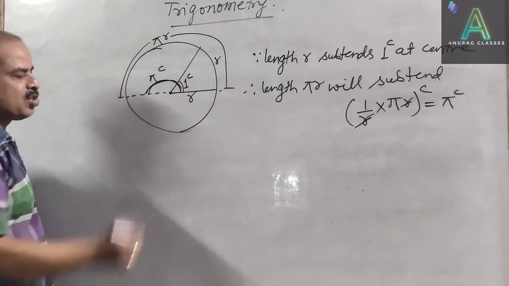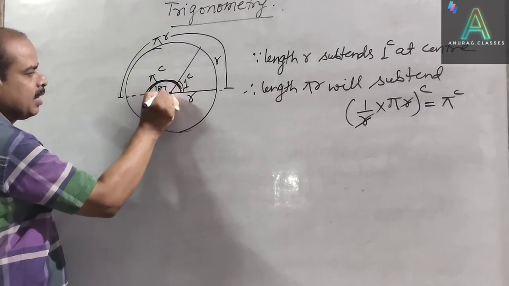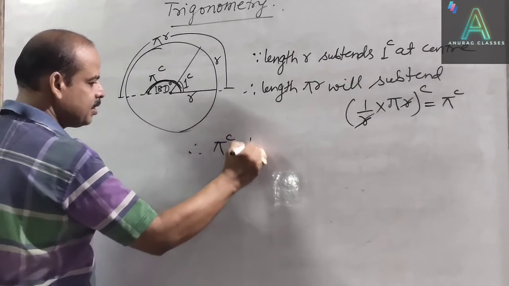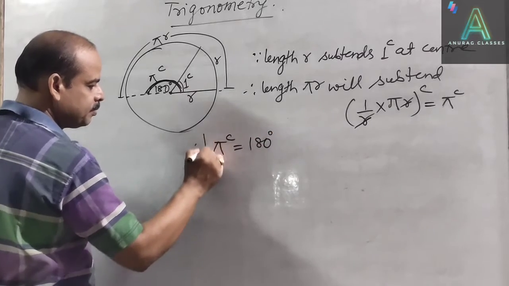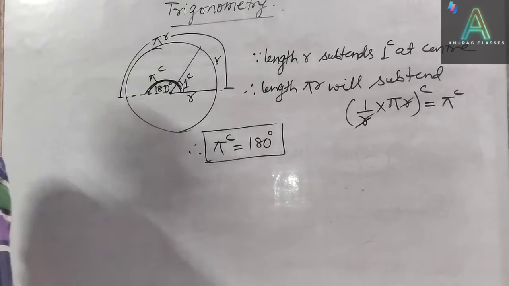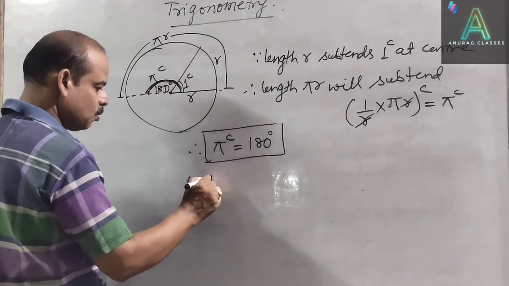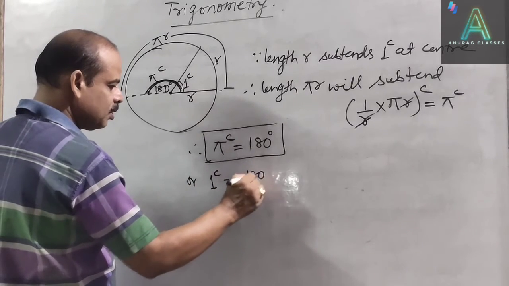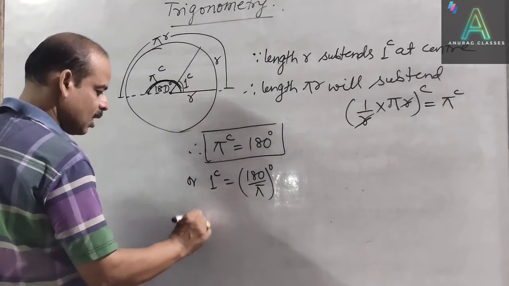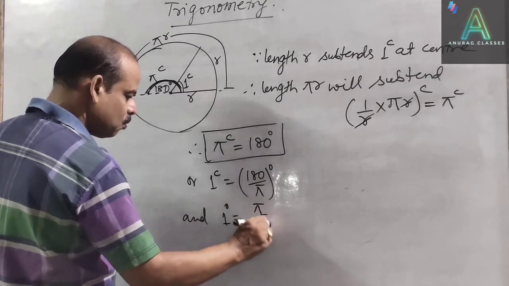लेकिन डिग्री वाले सिस्टम में हम जानते हैं कि ये एंगल 180 डिग्री का होता है। This angle is 180 degree. Therefore we can say that pi radian is equal to 180 degree. This is the relation between radian and degree. Pi radian is equal to 180 degree, or 1 radian will be 180 by pi degree, and 1 degree will be pi by 180 radian.